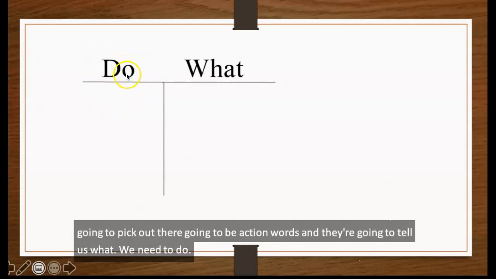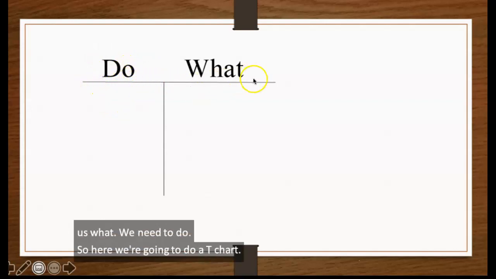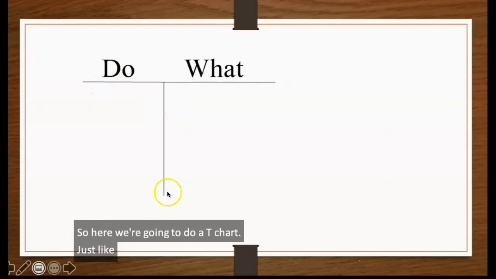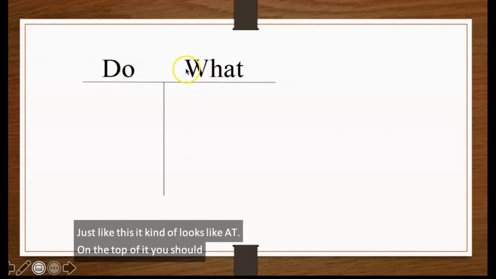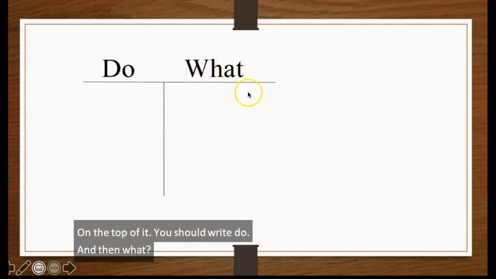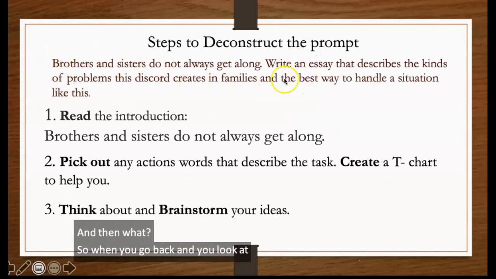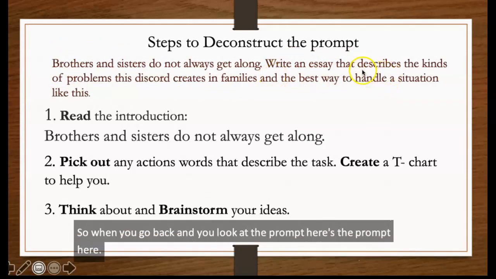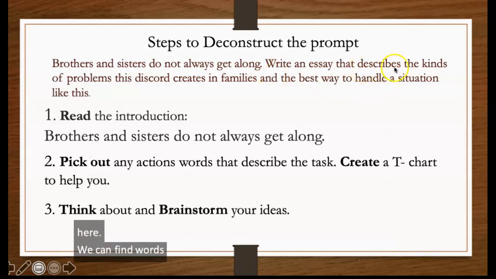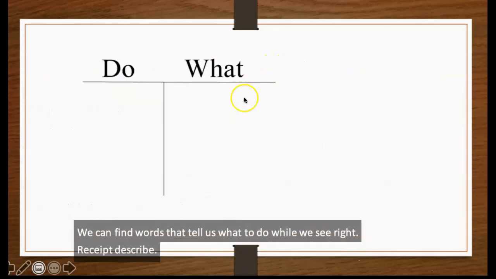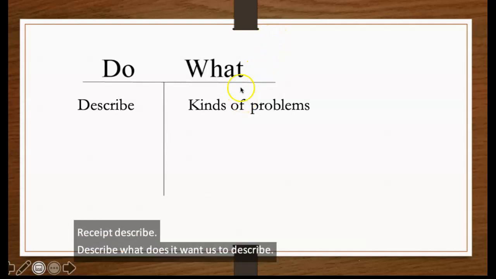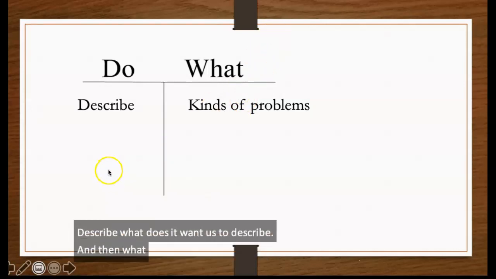So here we're going to do a T chart. Just like this. It kind of looks like a T. On the top of it, you should write do and then what. So when you go back and you look at the prompt, here's the prompt here. We can find words that tell us what to do. Well, we see write, we see describe. Describe. What does it want us to describe? And then what does it want us to write?